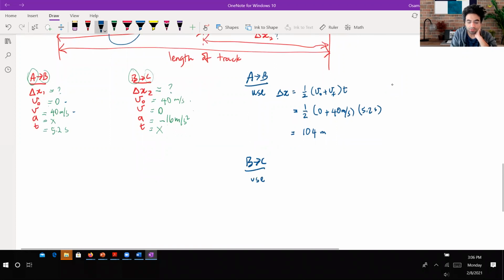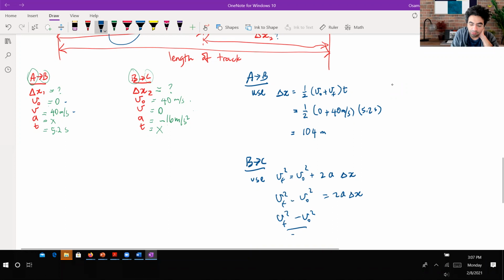So from B to C, I'm going to use that v final squared is equal to v initial squared plus twice the acceleration times the displacement. But I'm going to rearrange it to find the displacement. And the way to do that is subtract v naught squared from both sides, and then divide both sides by the acceleration. So you get that v final squared minus v initial squared divided by twice the acceleration is equal to the displacement. So that means then the displacement is equal to this stuff here.